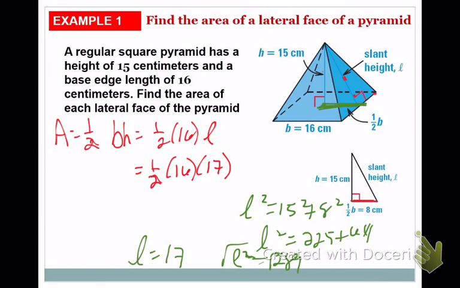Okay? And then we go find that. So half of 16 is 8. 8 times 17 is going to be 136 square centimeters. So each of those triangles is going to be 136 square centimeters in area.